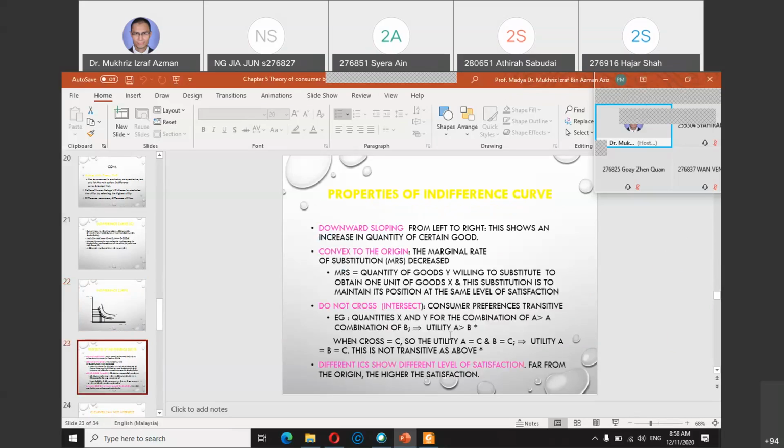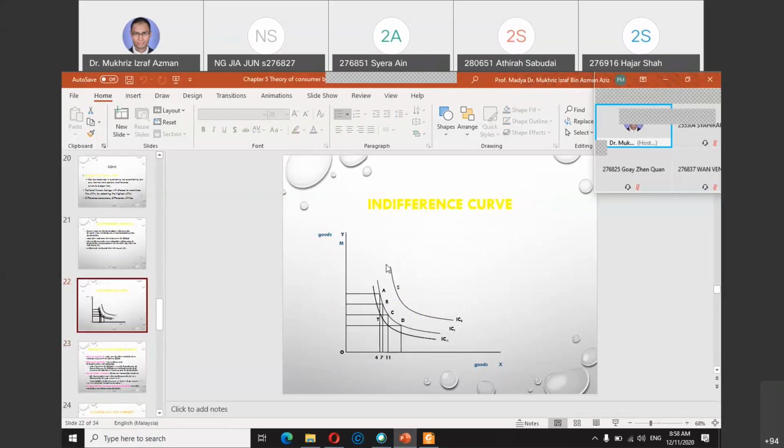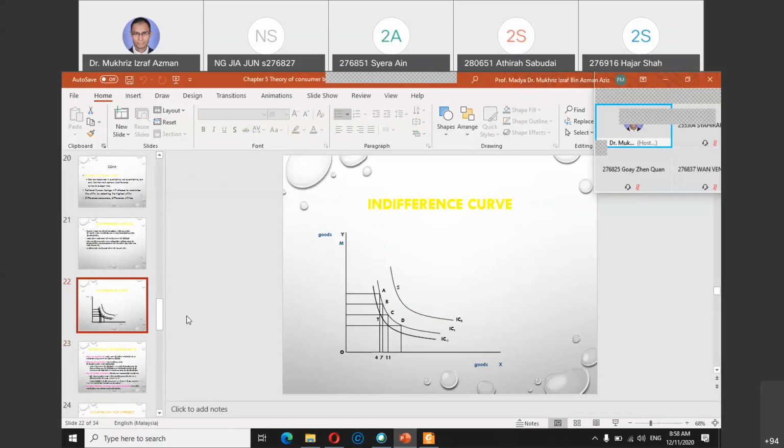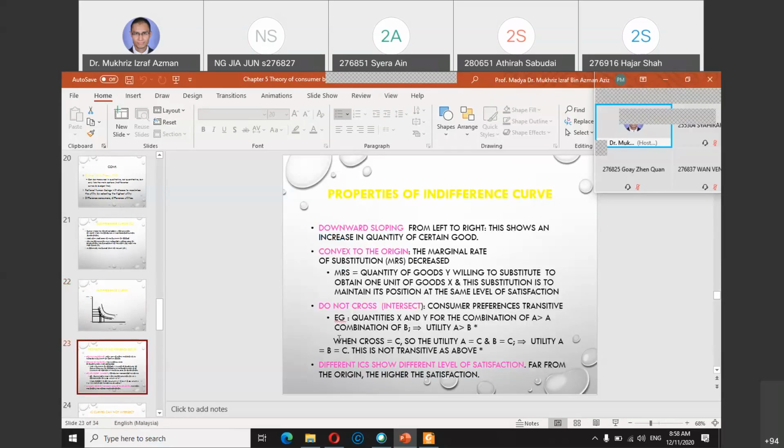So these are just some of the properties or criteria of the indifference curve. Downward sloping, as what we see here, just like a demand curve. Convex to origin means the shape is curved like this. It is convex, meaning the minimum point is pointing towards the zero point here. In English we call it convex to origin. So the minimum point here is always pointing downwards, to the zero axis.